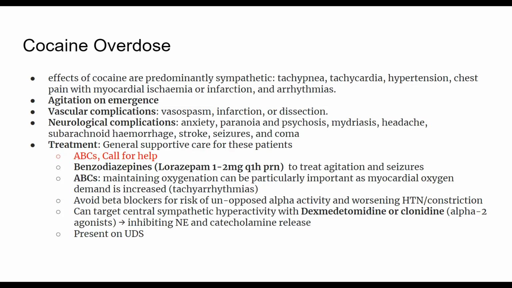So again, it's just supportive care. You have to really think about the ABCs, make sure they're protecting their airway. And benzos are the treatment for severe cocaine overdose. Cocaine overdose is kind of like alcohol withdrawal. It can lead to severe complications, and you can die from these complications. So we can give benzodiazepines after we really ensure their airway, breathing, and circulation are protected.